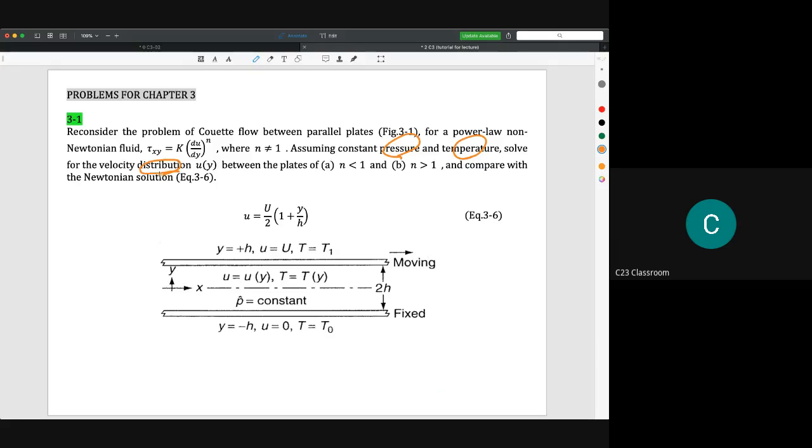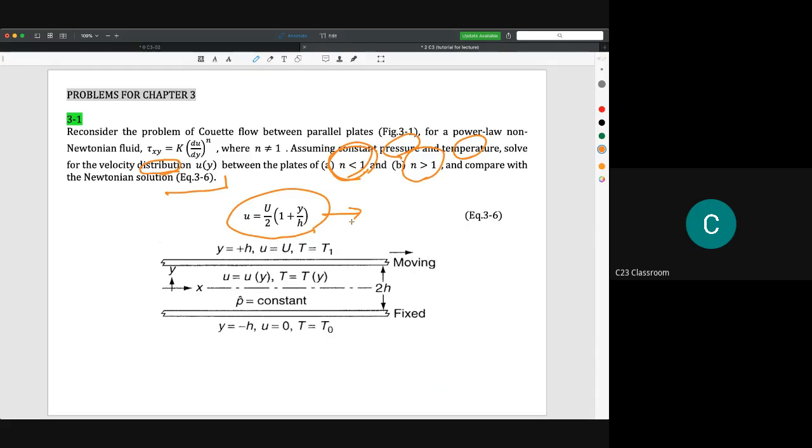The question asks us to solve, meaning to propose the equation for the velocity distribution between the plates for n less than 1 and n greater than 1, and compare with the Newtonian solution in equation 3.6. Equation 3.6 is U equals capital U over 2 times (1 plus y over h). We will discuss the n here later on, but first I would like to show you how to get the value of this term.